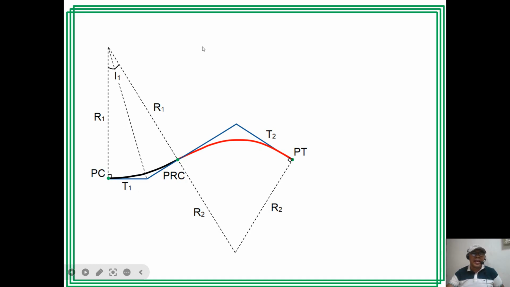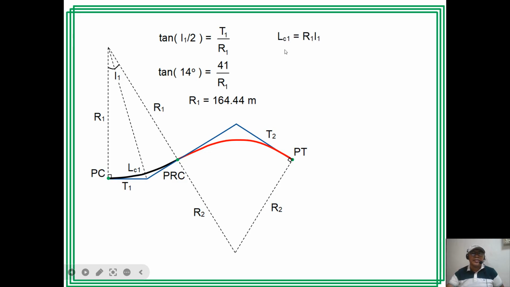Half of this, so I have tangent of I over 2 equal to T1 over R1. So, tangent of I1 over 2 is T1 over R1, with T1 equal to 41 and I1 over 2 is 14. So, I can solve for R1. I can solve also the length LC1. So, LC1 is R1 I1.